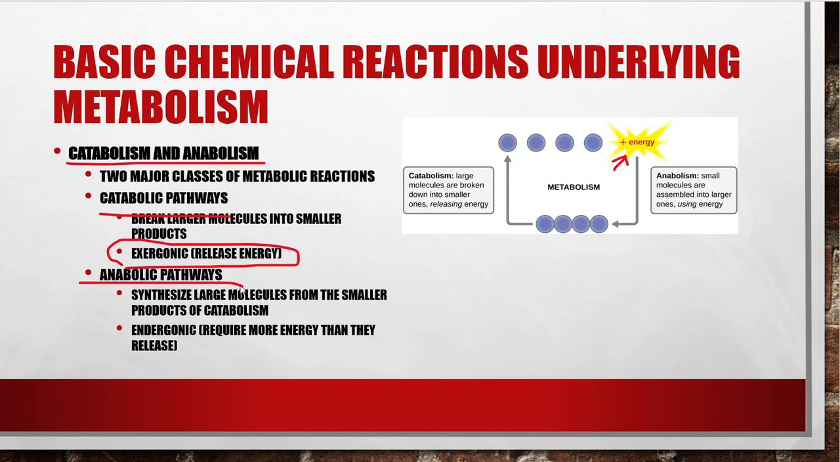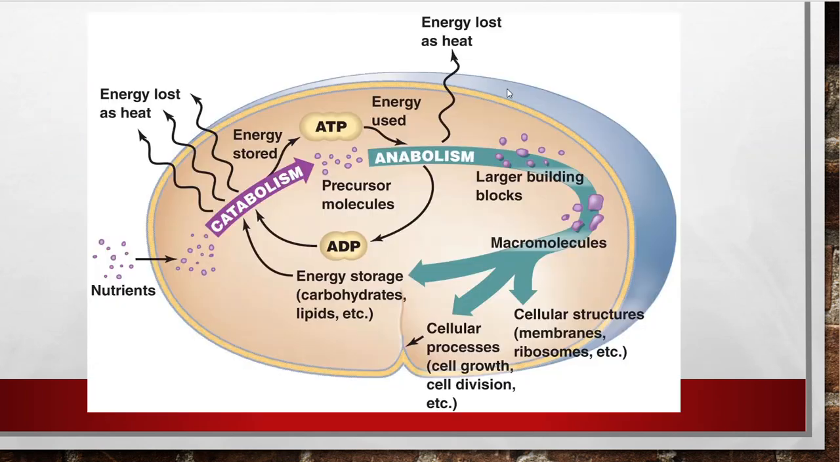Anabolic pathways, where we make large things from smaller things, require energy. If I were going to put these guys back together again in an anabolic reaction, well, I'm going to have to add energy in. Endergonic is the term for adding energy in order to make a reaction happen. Okay, this is really good.